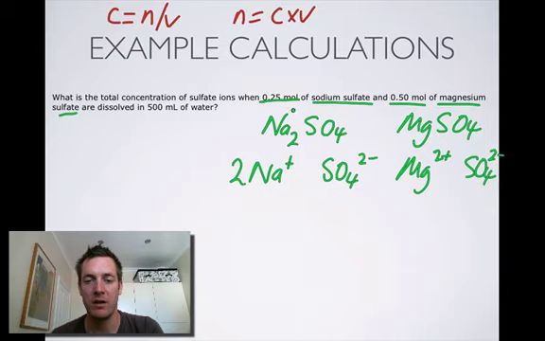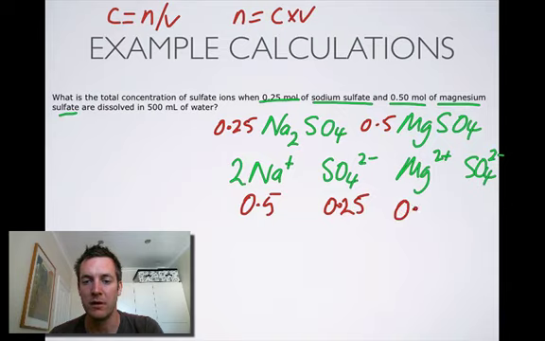Okay, so if we now figure out how many moles of these things we've got, well, we started with 0.25 moles of sodium sulfate. So we're going to have 0.5 moles of sodium ions, this is twice as many, and 0.25 moles of that one. We've got 0.5 moles of this to start with, so we're going to have 0.5 moles of that, and 0.5 moles of that, because there's 1 of each of them in that substance. Add all these things together, because we're trying to find how many moles of ions there are in total. So that's 1.75 moles.